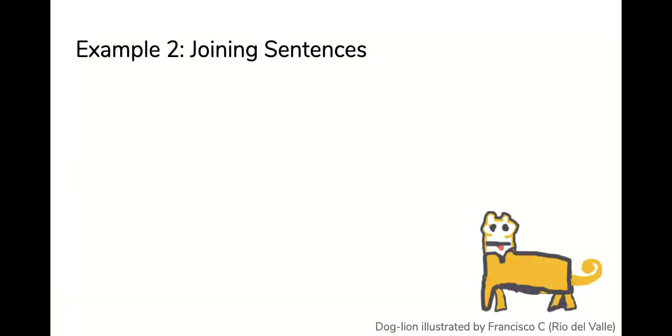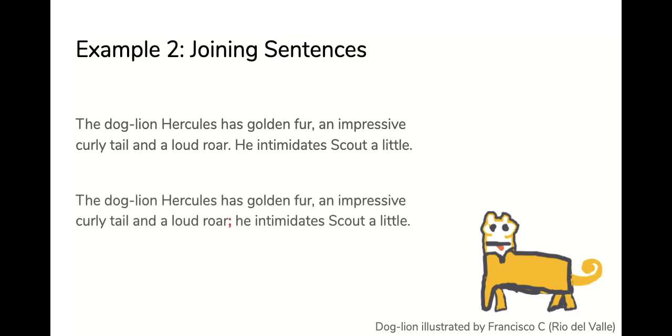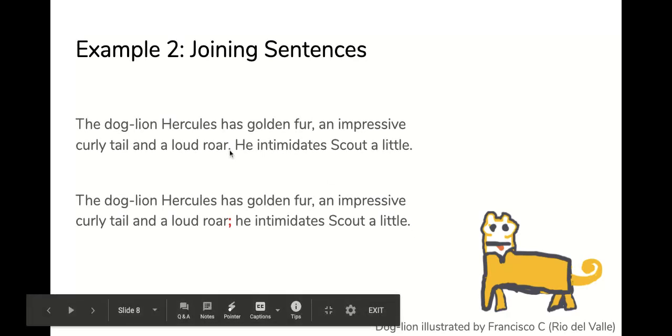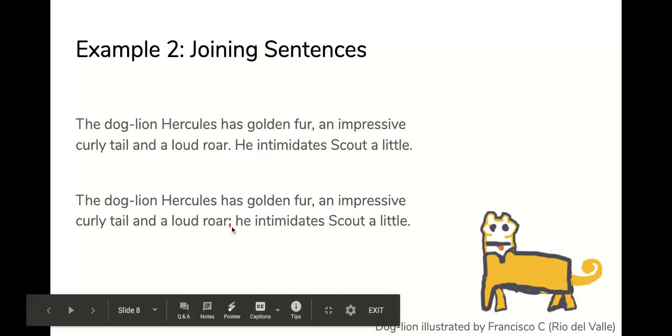Second example. The dog lion Hercules has golden fur, an impressive curly tail, and a loud roar. He intimidates Scout a little. So we would want to join these two sentences together with a semicolon. So basically, you can see right here, you take the period out, you uncapitalize the first letter of this sentence, and you replace it with a semicolon.